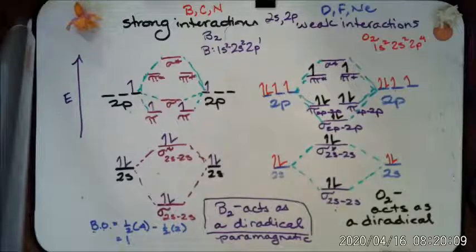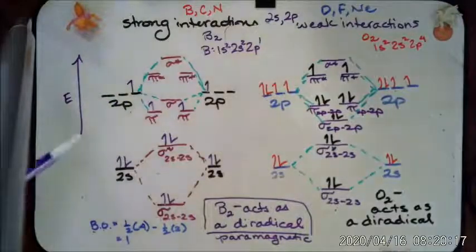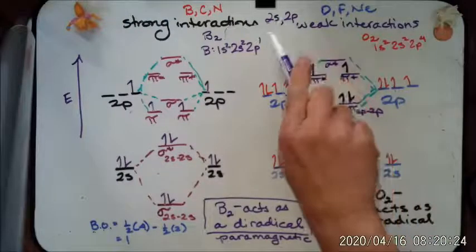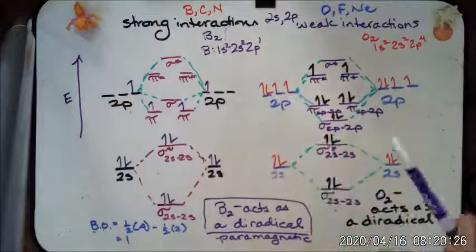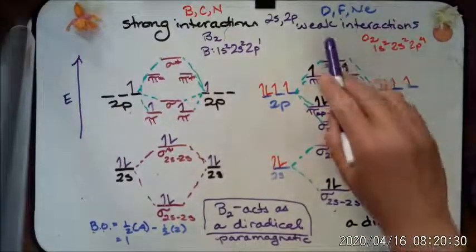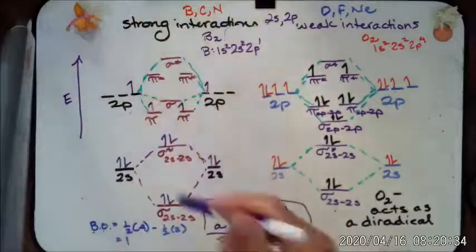Okay, so let's just take a look at two examples here. So we have an example of boron, the diatomic boron. And remember, boron, carbon, and nitrogen have strong interactions between their 2s and 2p orbitals. Whereas oxygen, fluorine, and neon have weak interactions. Okay, so let's do the strong interactions first.